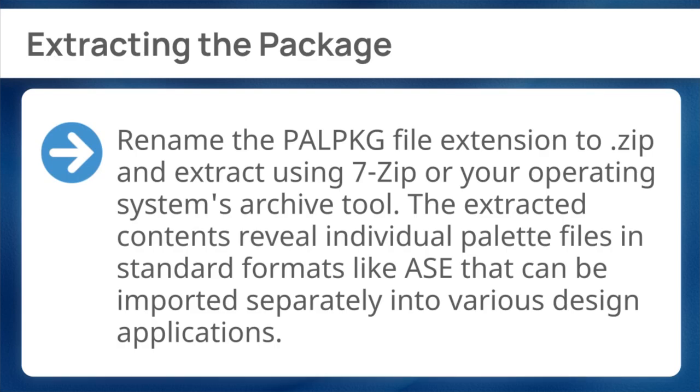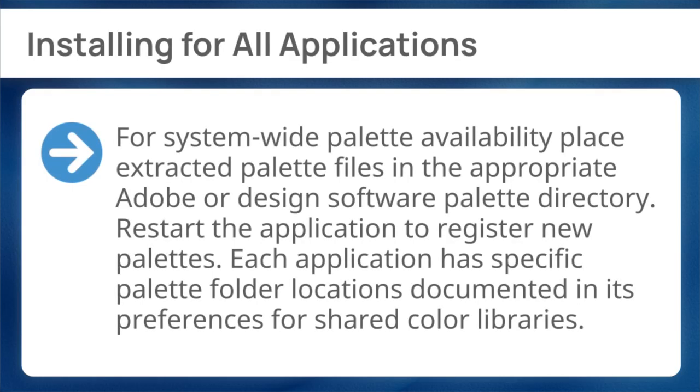Rename the PALPKG file extension to .zip and extract using 7-Zip or your operating system's archive tool. The extracted contents reveal individual palette files in standard formats like ASE that can be imported separately into various design applications. Finally, installing for all applications.